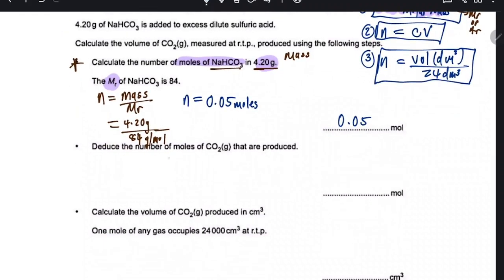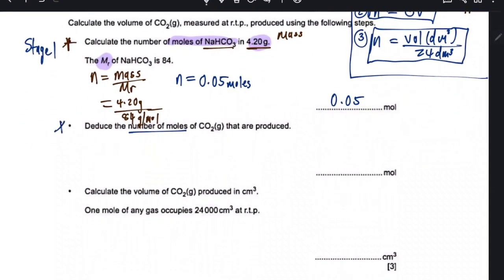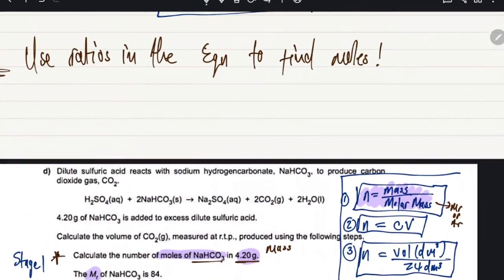Then now we come to the second. Deduce the number of moles. Are you going to be surprised to say they want moles again? No! I've already told you that it's going to happen. They're going to ask you for moles again. What I want you to know is, in stage 1, when they ask you for moles, you use the formulas, one of the three formulas. In stage 2, you don't even look at the formulas. The next time they ask you for moles, they now want you to use the equation.